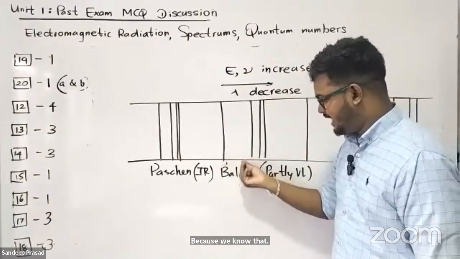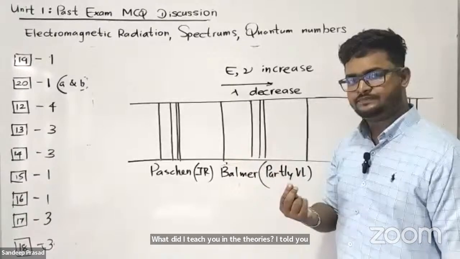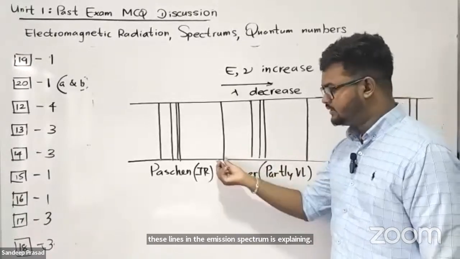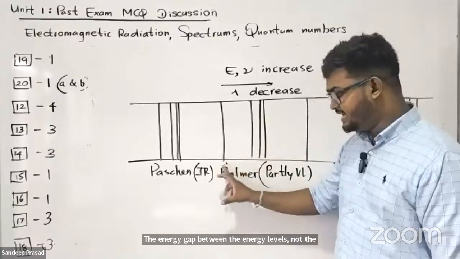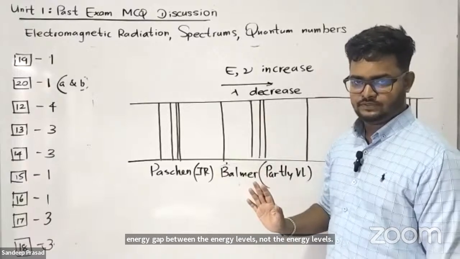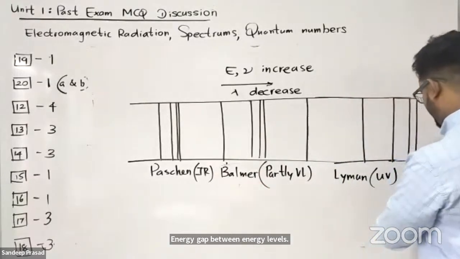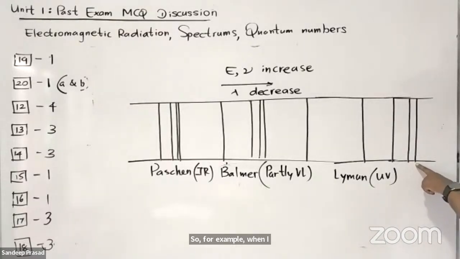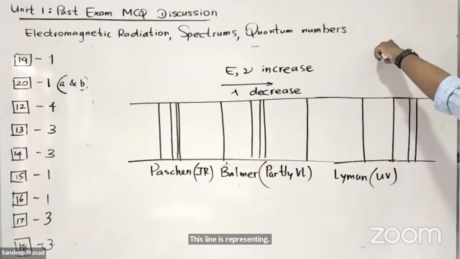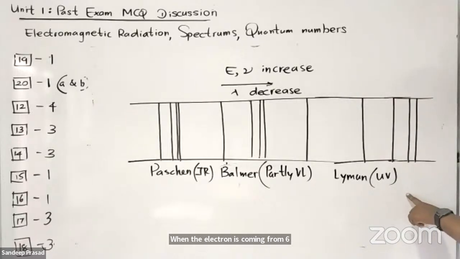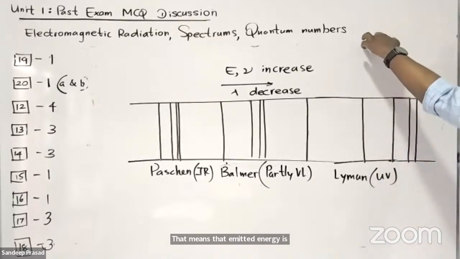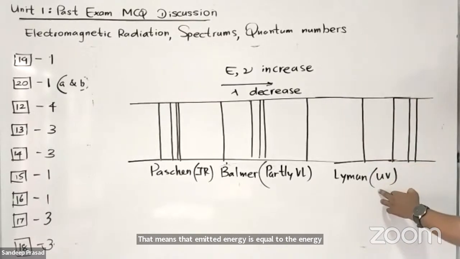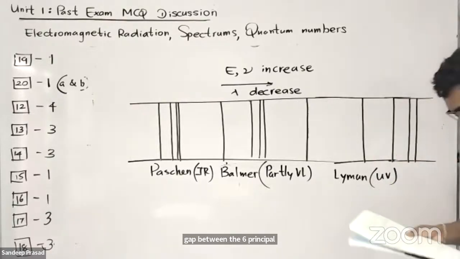I told you that these lines in the emission spectrum are explaining the energy gap between the energy levels, not the energy levels. Energy gap between energy levels, right? So for example, when I consider this line, it is representing when the electron is coming from the sixth principal energy level to the first principal energy level, the emitted energy is represented by this line. That means the emitted energy is equal to the energy gap between the sixth principal energy level and the first principal energy level, right? Try to understand.